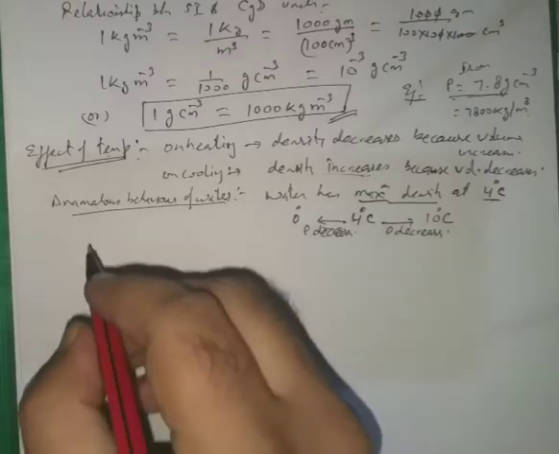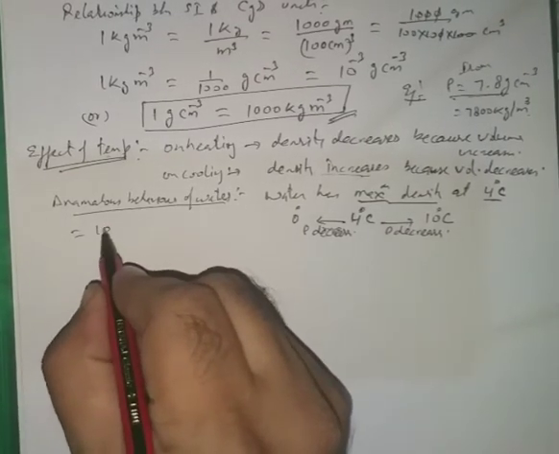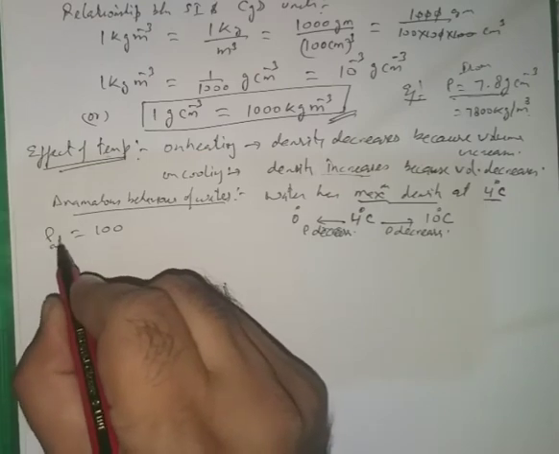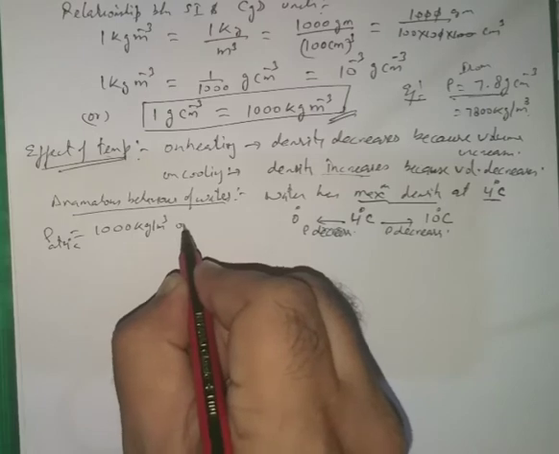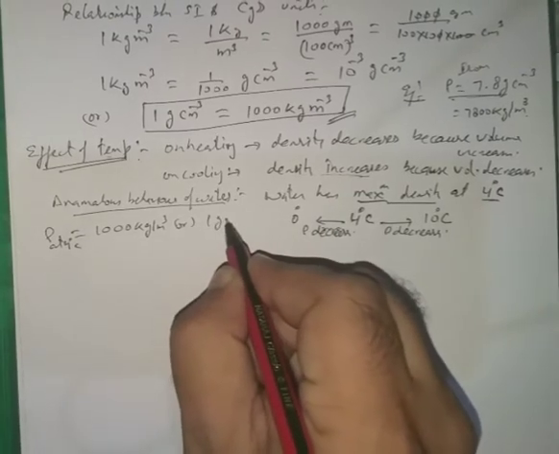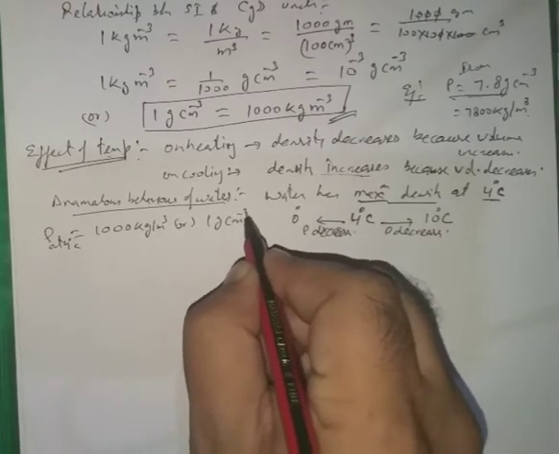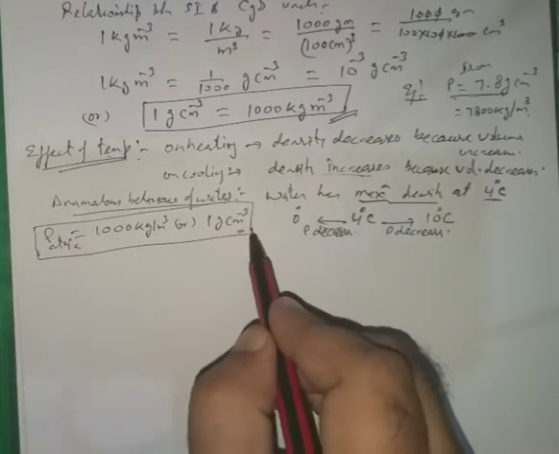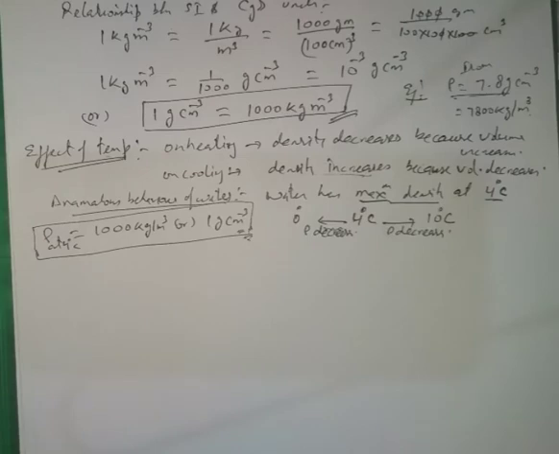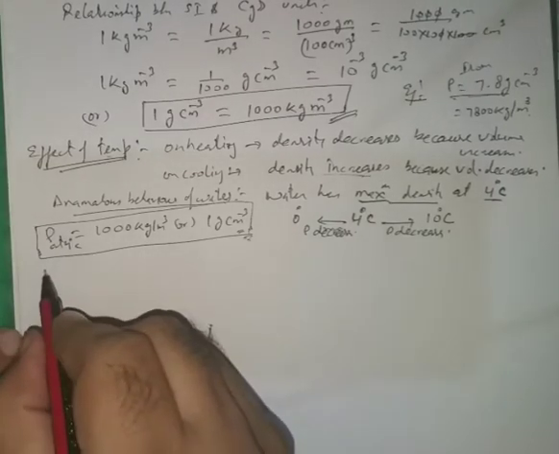The maximum density of water is at 4 degrees Celsius, and that density is equal to 1000 kg per meter cube, or we can say that it is 1 gram per centimeter cube. So this is the maximum density of water at 4 degrees Celsius. This is what we should remember. Now the next term is relative density.